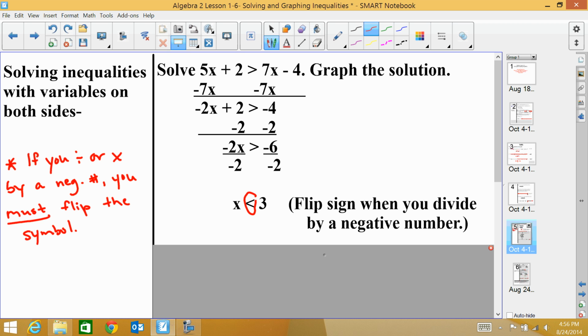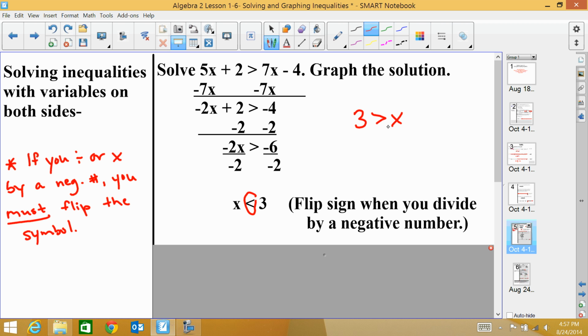Now, if you worked it out the other way, where you would subtract 5x instead, then your x's would be on this side. So what you need to do then is you would end up at the end with 3 is greater than x. Let's say you end up with your answer like that. If your answer is on the wrong side, like if x doesn't come first, you need to rewrite it before you graph it. Otherwise, it will be wrong.